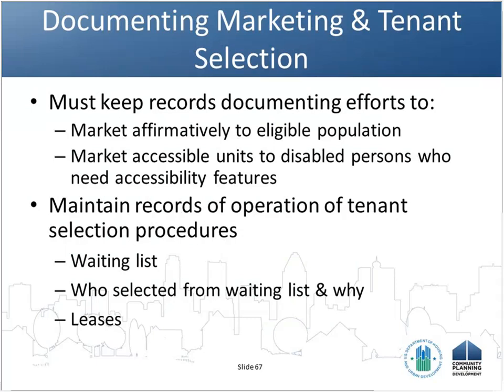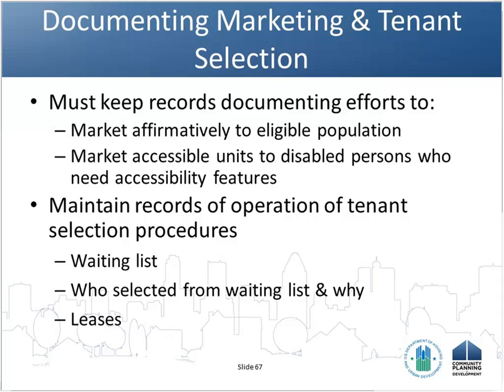Same thing, we talked about these steps for marketing accessible units. We want to be able to see in that file and document that you first looked at existing tenants, then you went to your waiting list, then you did specific marketing so that you have records of that. As part of this, of course, we're looking also at tenant selection: how did you decide, when a unit became available, who was eligible for that?